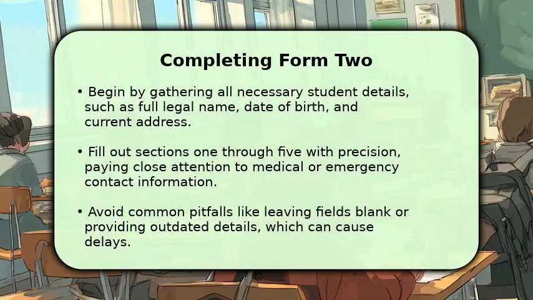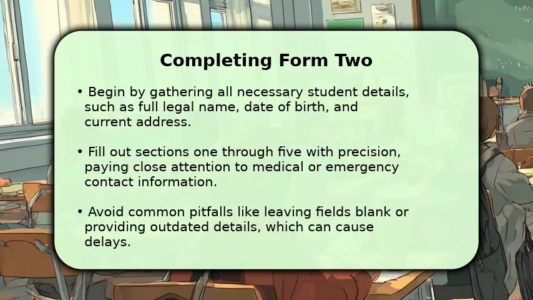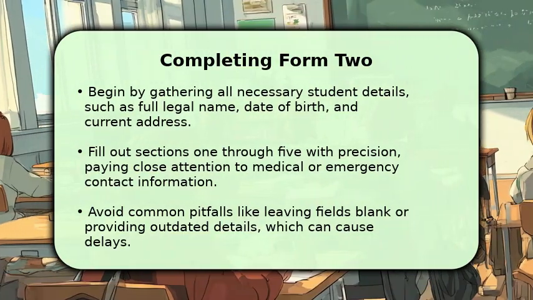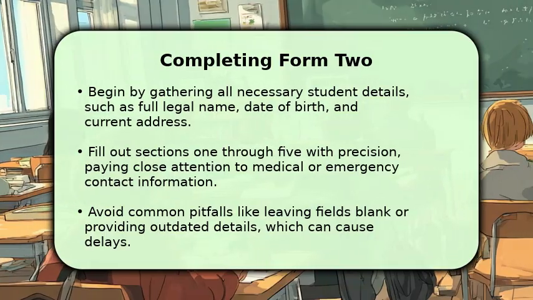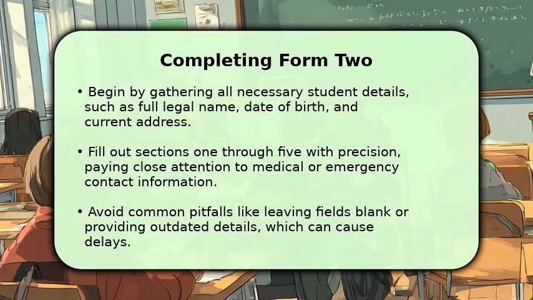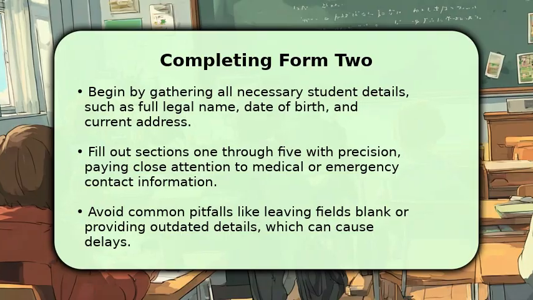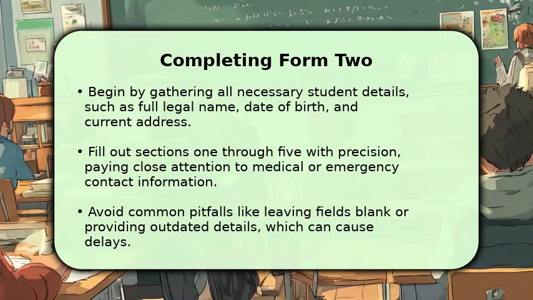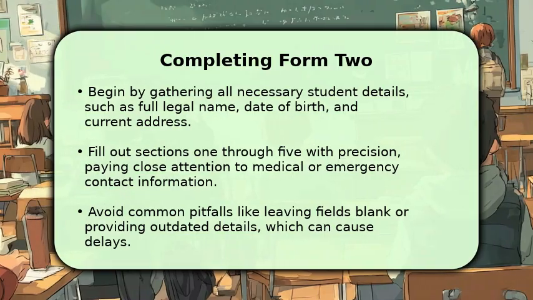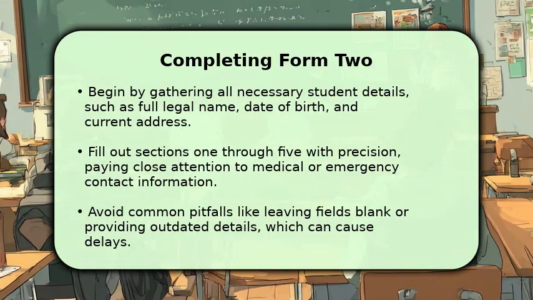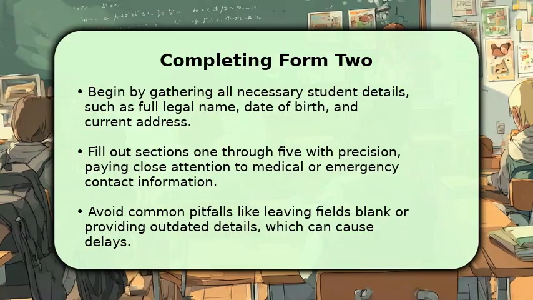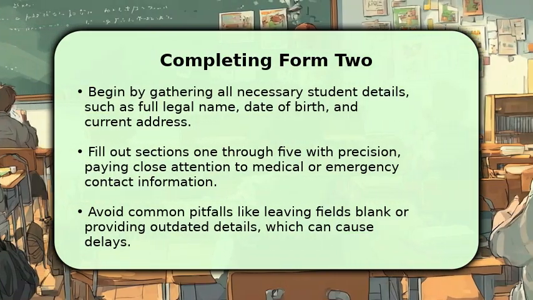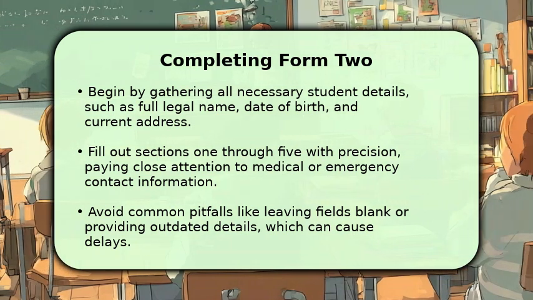To complete Form 2 accurately, begin by gathering all necessary student details, such as their full legal name, date of birth, and current address. You'll need to fill out sections 1 through 5 with precision, paying close attention to any medical or emergency contact information. A common pitfall is leaving fields blank or providing outdated details, which can cause delays. Double-check every entry to ensure all information is current and correct before moving on.